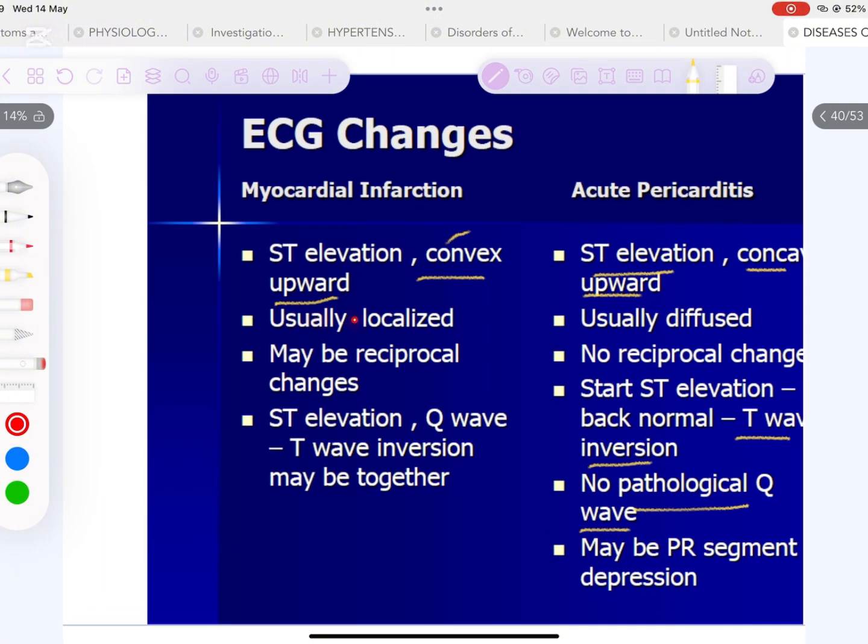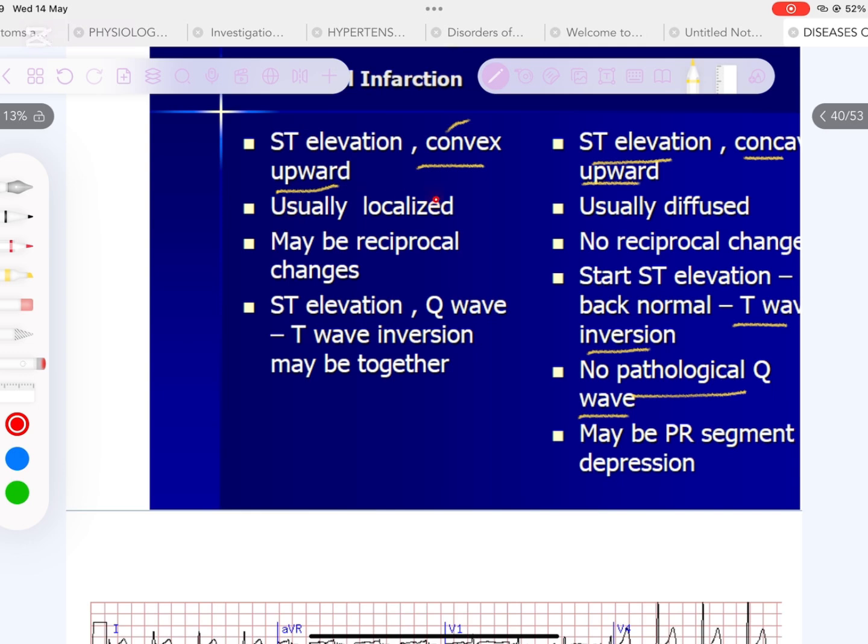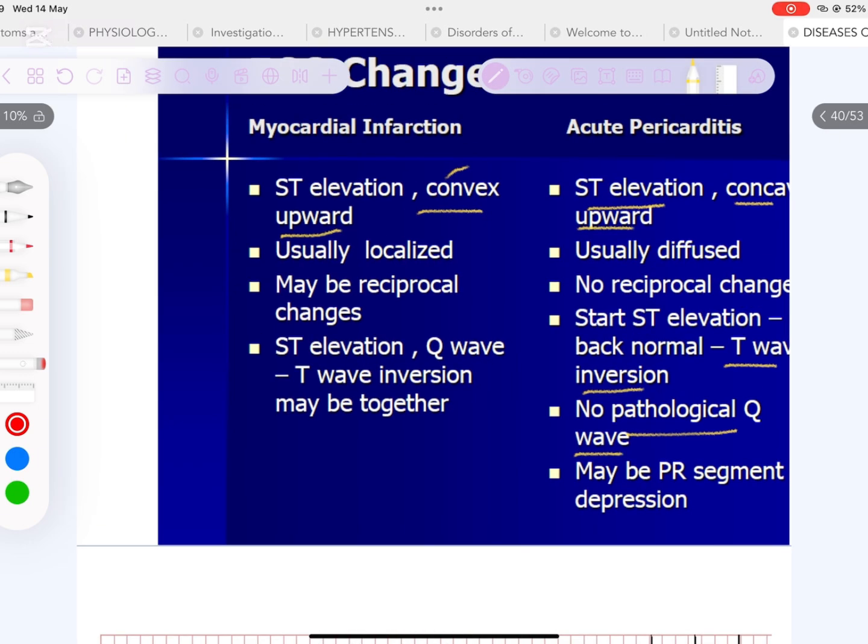But in myocardial infarction, ST elevation, but it's convex upwards. Why this one is concave upward, this one is convex upward. I hope I'm not missing. I think concave is like this, convex is like this. I'm now confused. But it's usually localized. This one, pericarditis, is usually diffuse. But myocardial infarction is usually localized because it is at one point of the heart. There may be reciprocal changes, ST elevation, T wave inversion may be together.